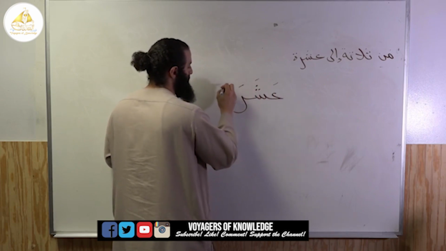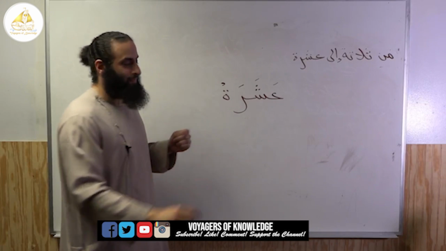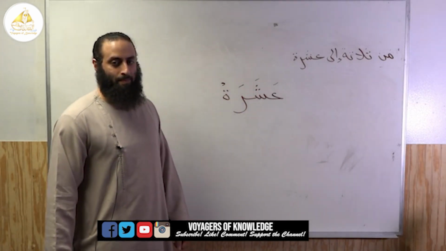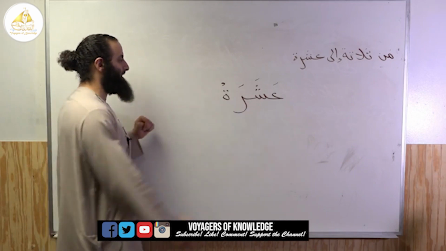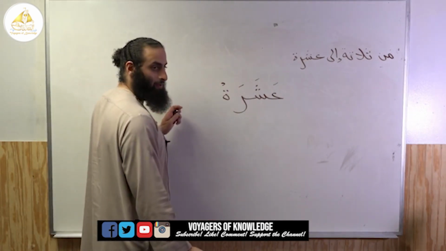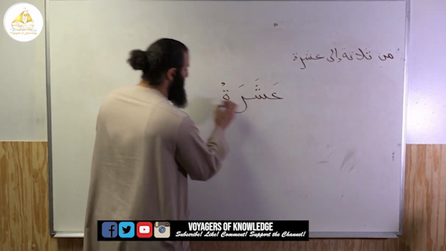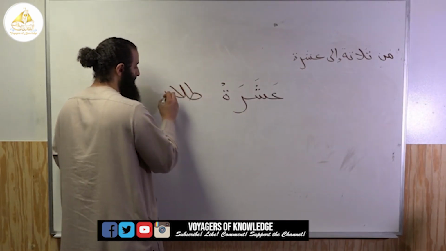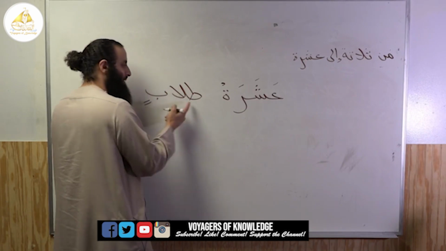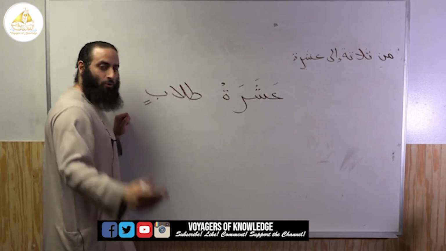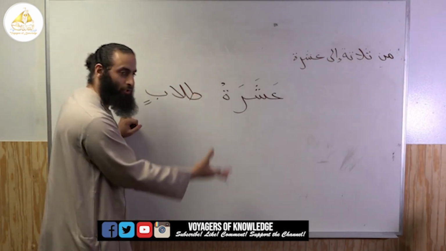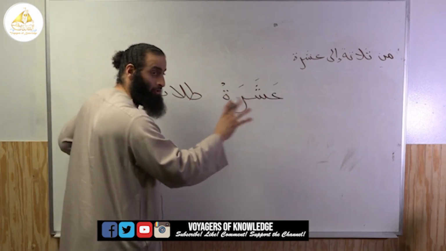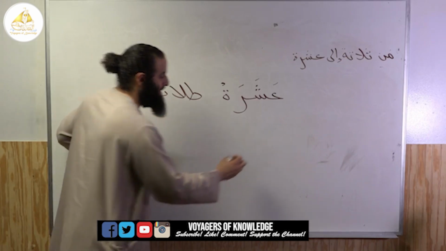عشرة. عشرة has a fatha on the sheen, correct? Because what we are counting is what? طلاب. We're counting a masculine. And you will see in the next class, I feel like it's good to put these together. And it's relevant. Even though they'll introduce it to you in the next class.